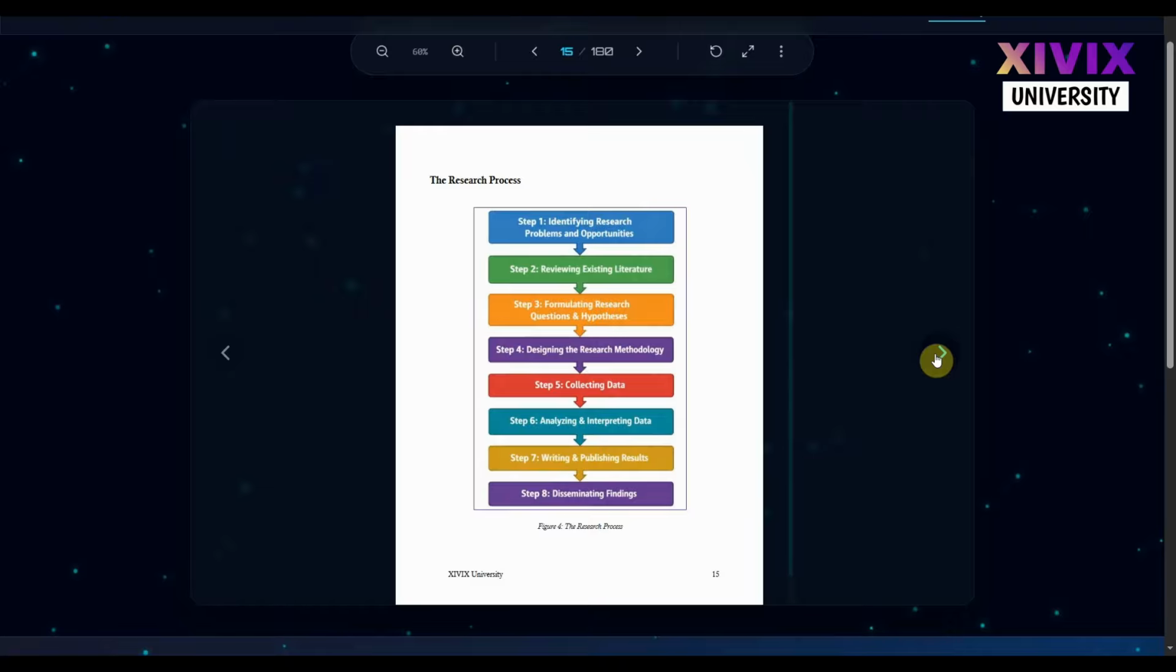Step 3 is formulating research questions and hypotheses. Step 4 is about designing the research methodology. Step 5 is about collecting data. Step 6 is all about analyzing and interpreting data. Step 7 is for writing and publishing the results. And step 8 is disseminating the findings.